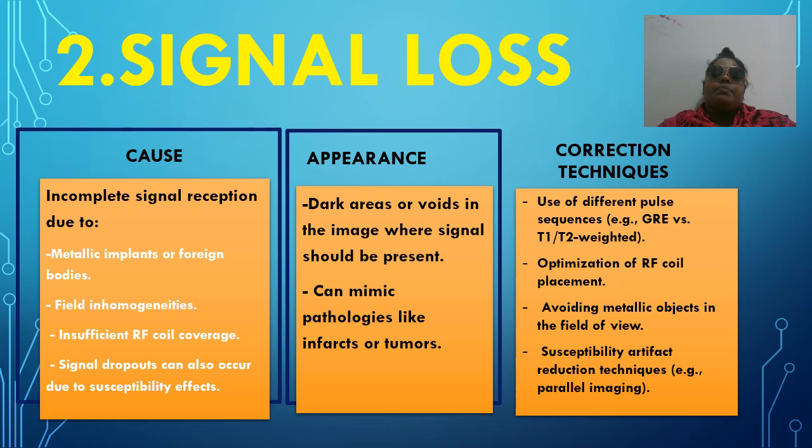Second, how does the appearance look? Dark areas, a void in the image where signal should be present. It can mimic a pathology like an infarct or tumor. So the correction technique is to use a different pulse sequence, optimize the RF coil, and avoid metal objects in the field or susceptibility artifact, by using a parallel imaging technique.